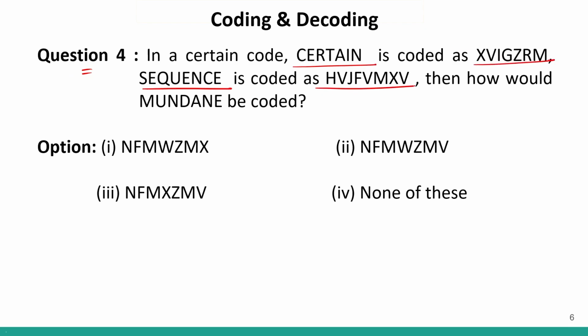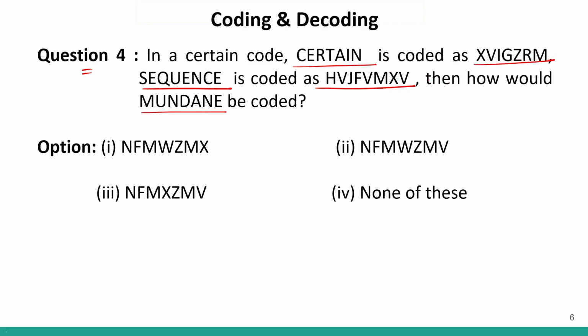Sequence is coded as this word. We have to find out how mundane will be coded. Now I can see that the letters are different. Over here we have CERTAIN and over here we have XVIGZRM. So now the words are different.